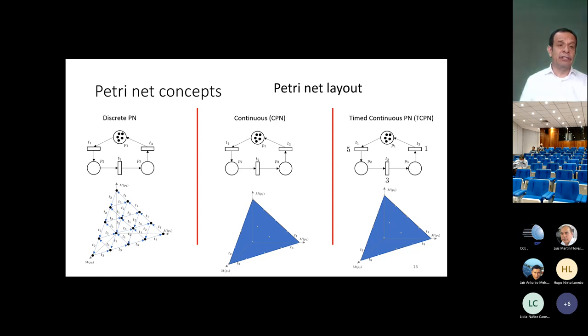If I put all the possible reachable markings that this net has, I will obtain the reachability set of this net. I am embedding these reachable markings in this three-dimensional space because I have three places. Also, in the timed continuous Petri net, I can compute this set of reachable markings. And as you can see, this set is the convex hull of this other set, the reachability set of the discrete case.